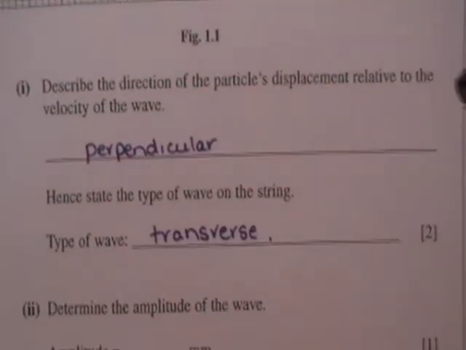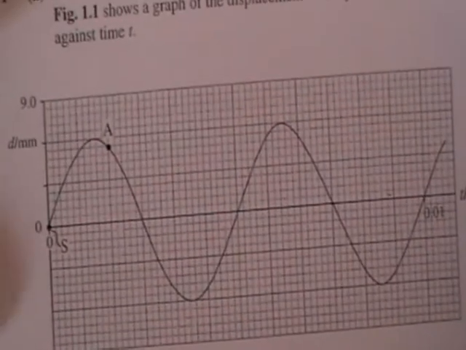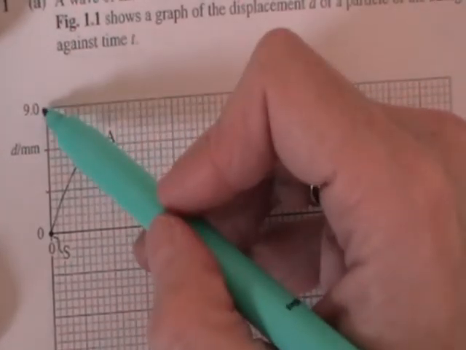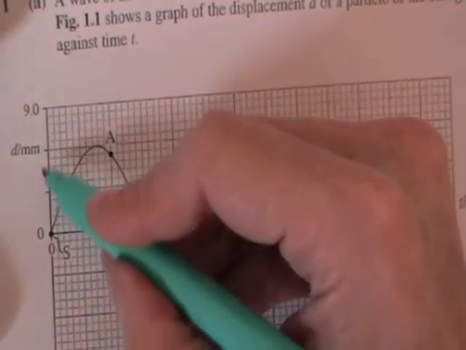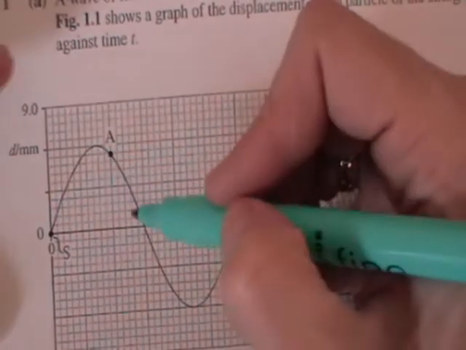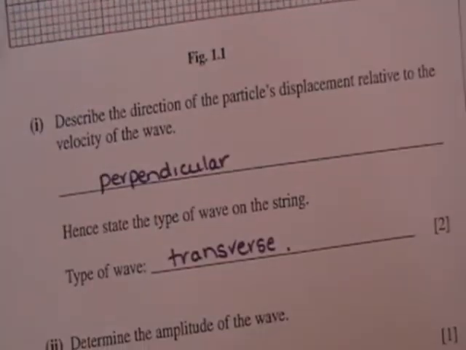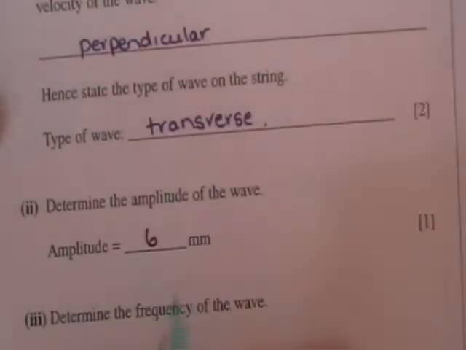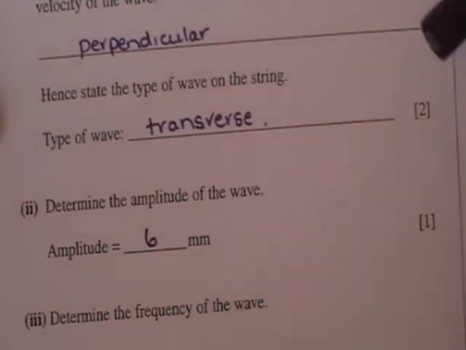The next question says, determine the amplitude of the wave. If you look at the wave, it is of course the height above the rest position. You know that this is 9, and given that that's divided into 3, this must be 6 millimeters. So the height of the wave there is 6 millimeters. That's the amplitude.